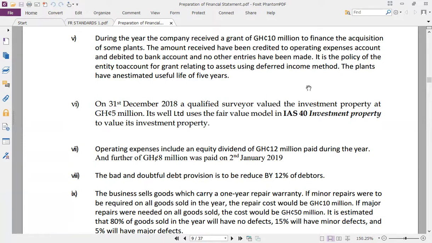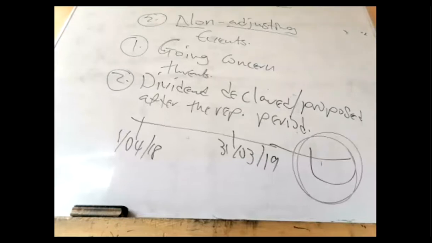Normally around March, April or June, they will declare what you call an interim dividend and pay it. That one must be part of that year's financial statement. But the final dividend will be declared after the reporting period, and that one should not be part, because it is a non-adjusting event. So if the question reads that, apart from what was paid, then basically that is it.